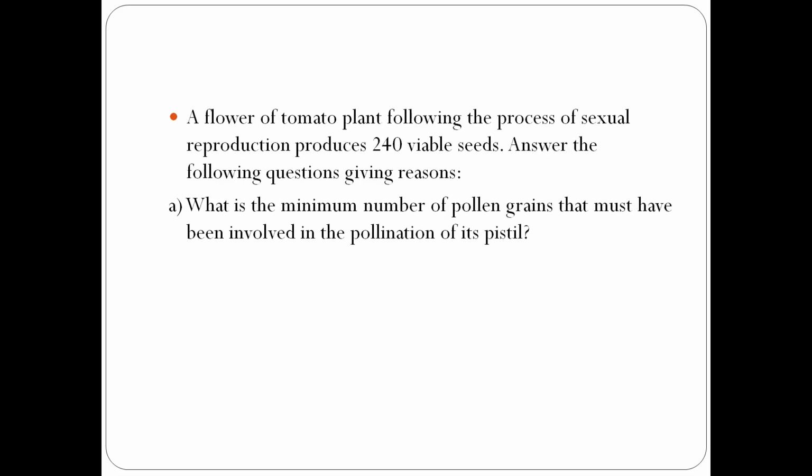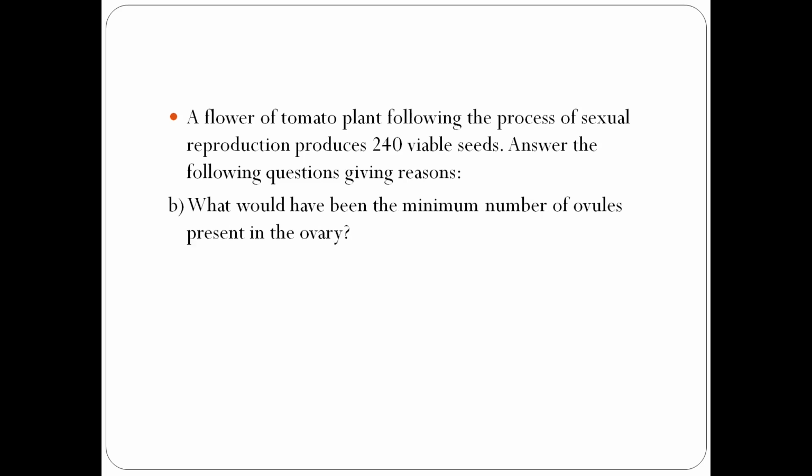A flower of tomato plant following the process of sexual reproduction produces 240 viable seeds. Answer the following questions giving reasons. What is the minimum number of pollen grains that must have been involved in the pollination of its pistil? So one pollen grain involves in a fertilization of one ovule to produce one seed. So how is a seed produced? It is produced by fertilization of pollen grain and ovule. So we need one pollen grain for fertilization of one ovule to produce one seed. So we have 240 viable seeds here. Therefore, 240 pollen grains should be involved.